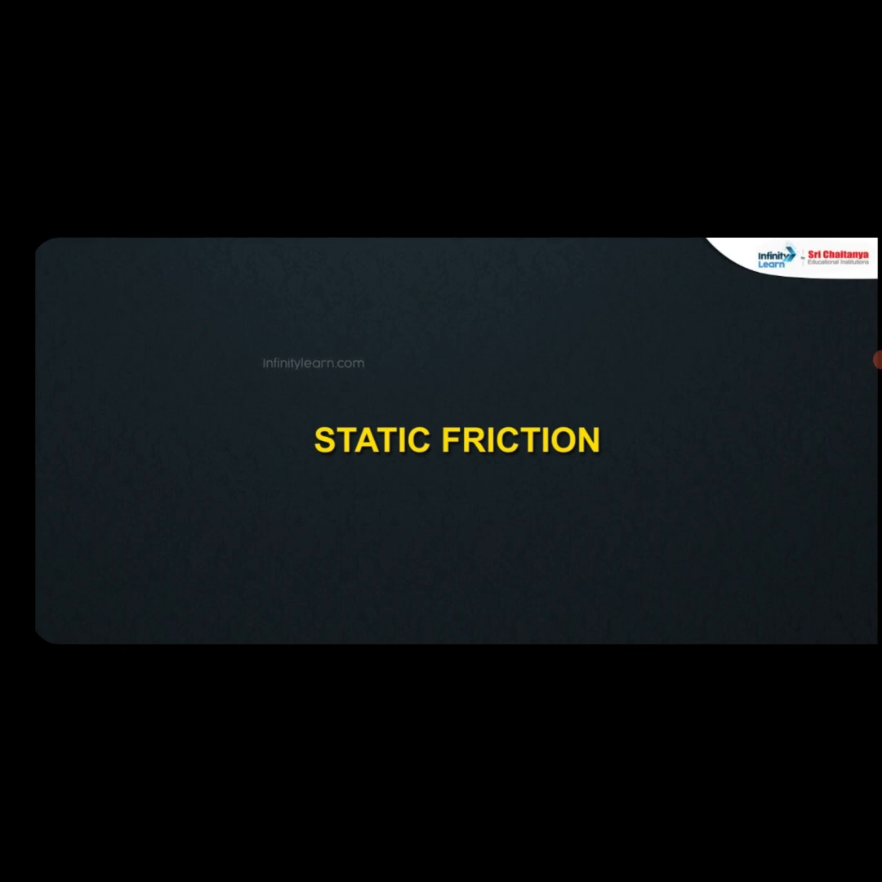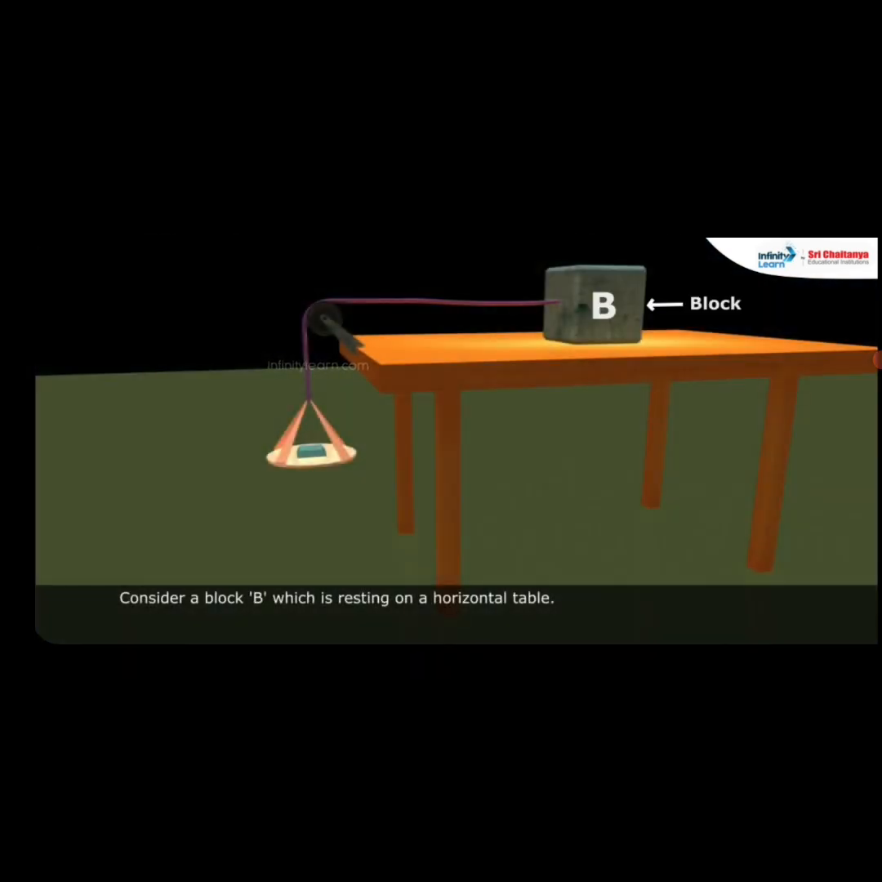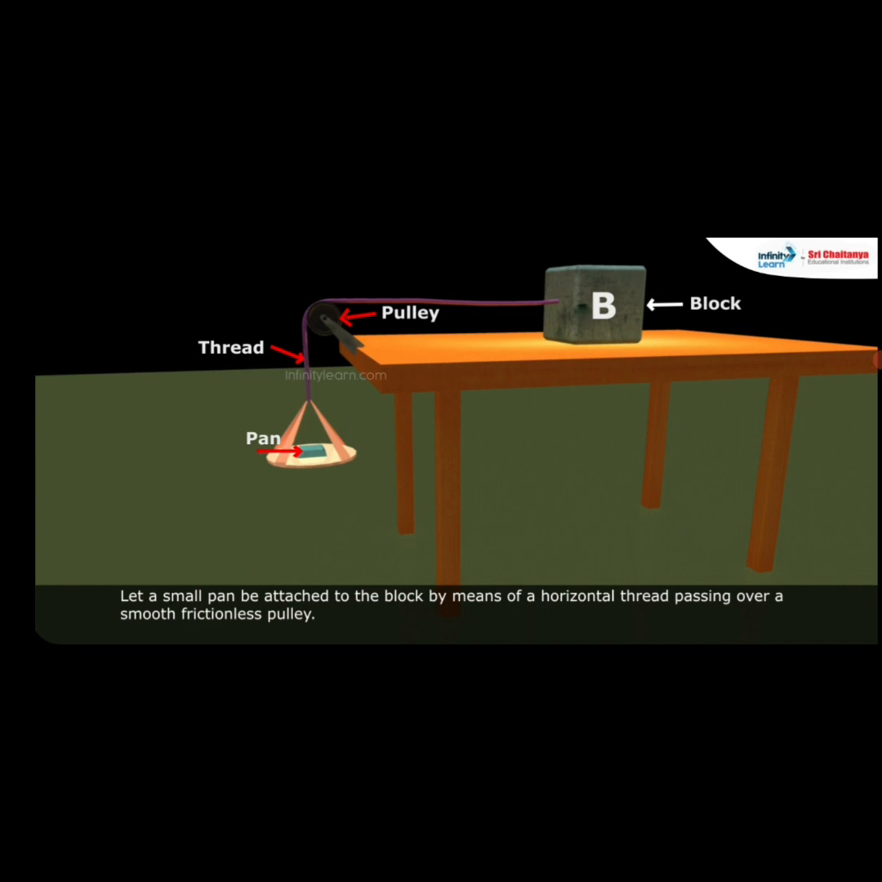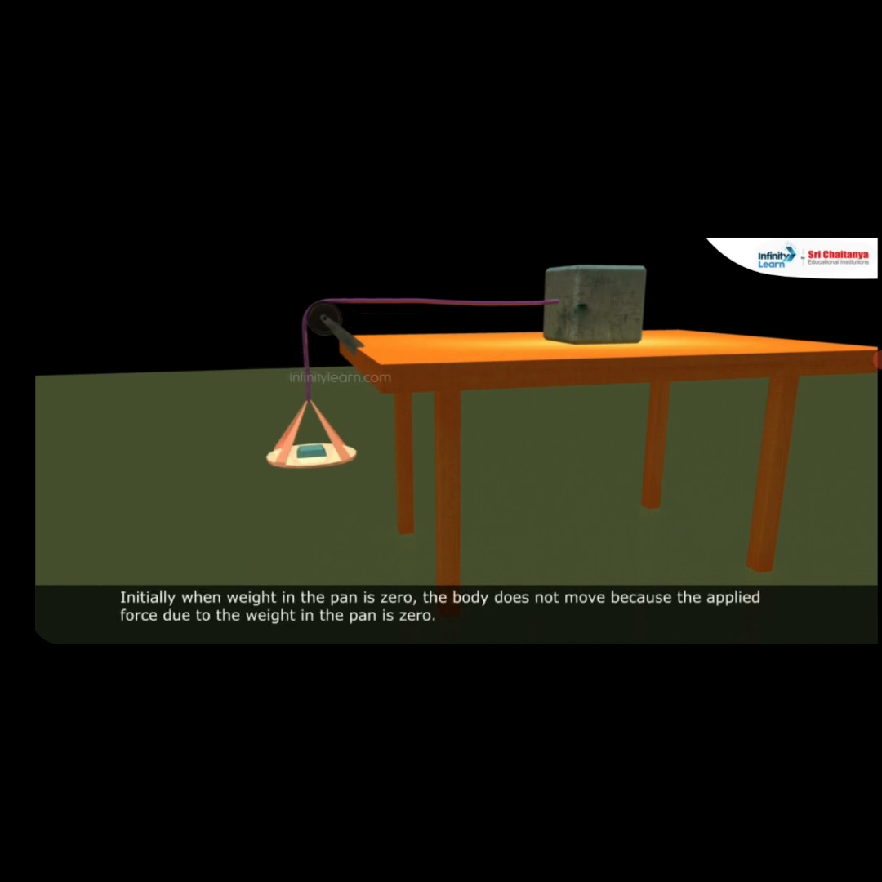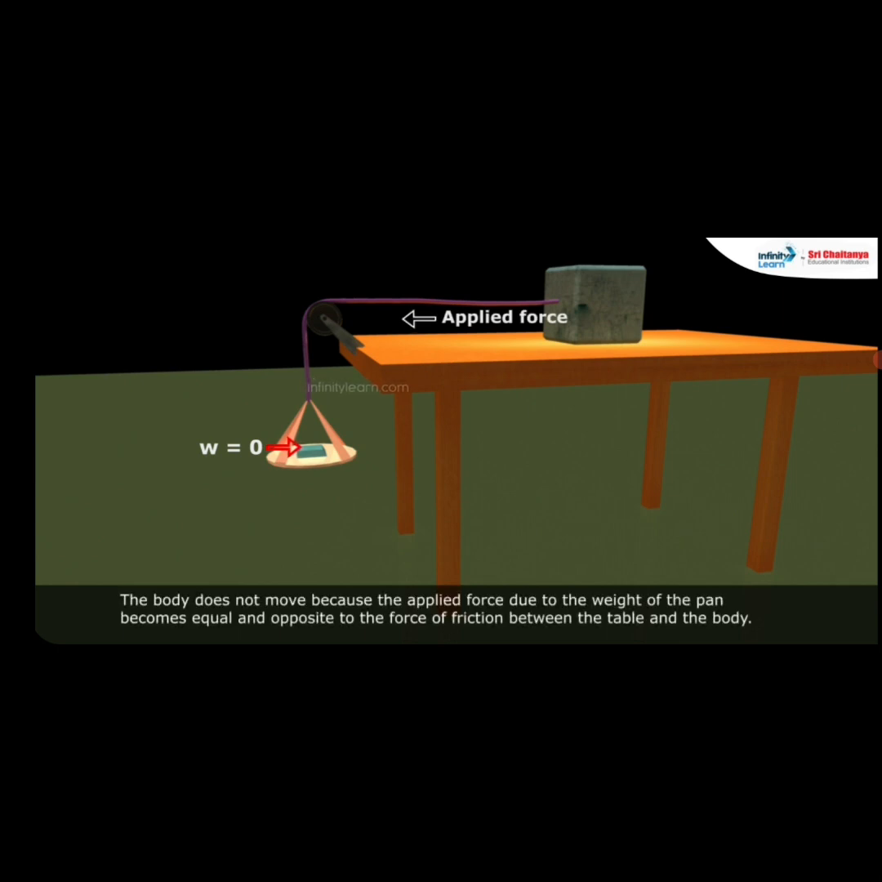Static friction. Consider a block B, which is resting on a horizontal table. Let a small pan be attached to the block by means of a horizontal thread passing over a smooth frictionless pulley. Initially, when the weight in the pan is 0, the body does not move because the applied force due to the weight of the pan becomes equal and opposite to the force of friction between the table and the body.